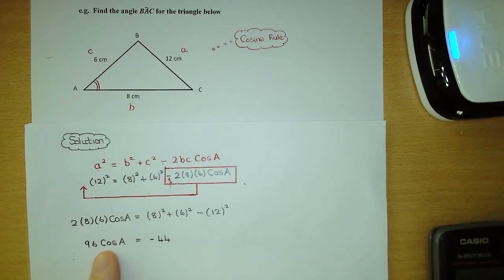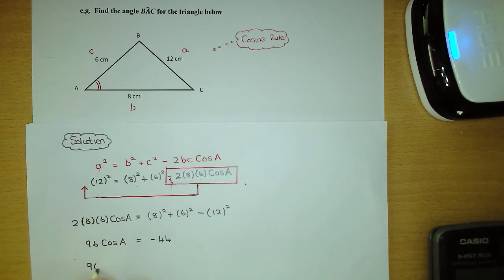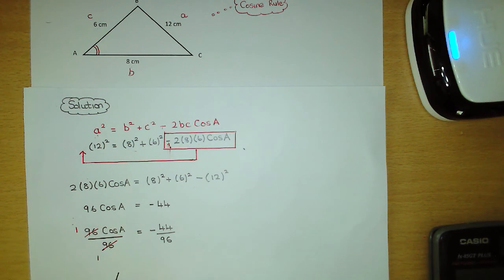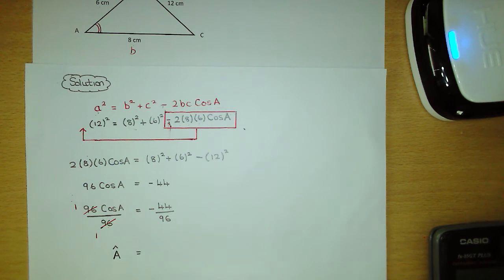So we're now going to get cos A by itself. We're going to divide both sides by its coefficient. So we're going to get 96 cos A all over 96, and that's equal to negative 44 all over 96. So the 96s are going to cancel, and we're just going to be left with cos A. Now, remember, we're finding an angle, so we know what cos A is equal to. We just want to get A. So to get angle A, we take the inverse cosine of the other side.